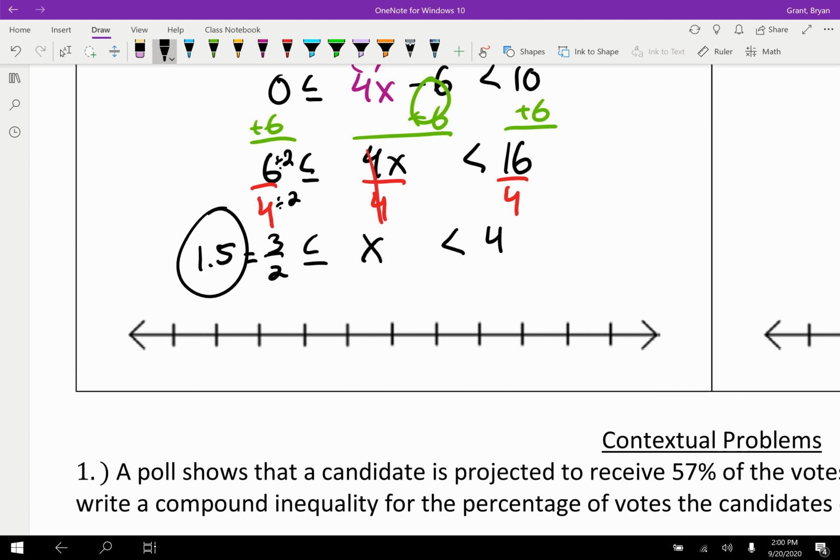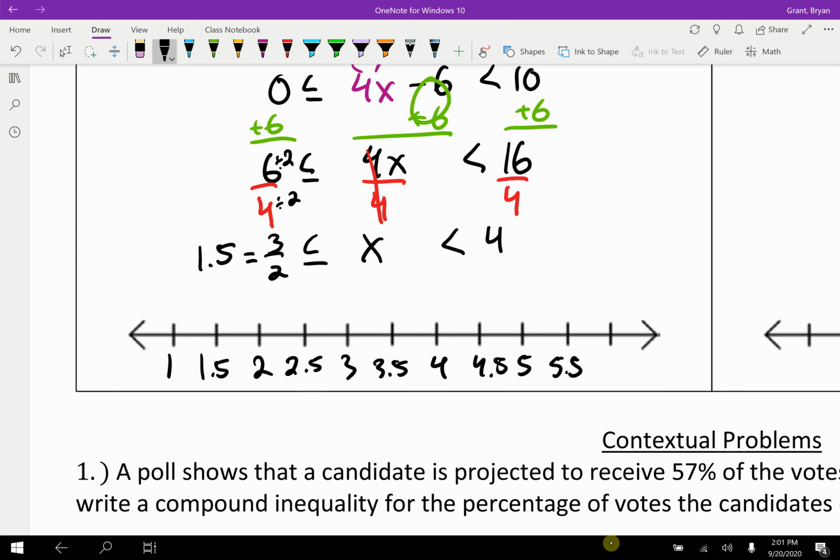I'm probably not going to put the exact decimal on here, but we can at least use 1. Actually, there might even be enough room. I bet we could start at 1 and we'd have enough room. 1, 1.5, 2, 2.5, 3, 3.5. Oh, there's plenty of room. Look at that. I could have done even better. But oh well. We are not perfect all the time, are we?